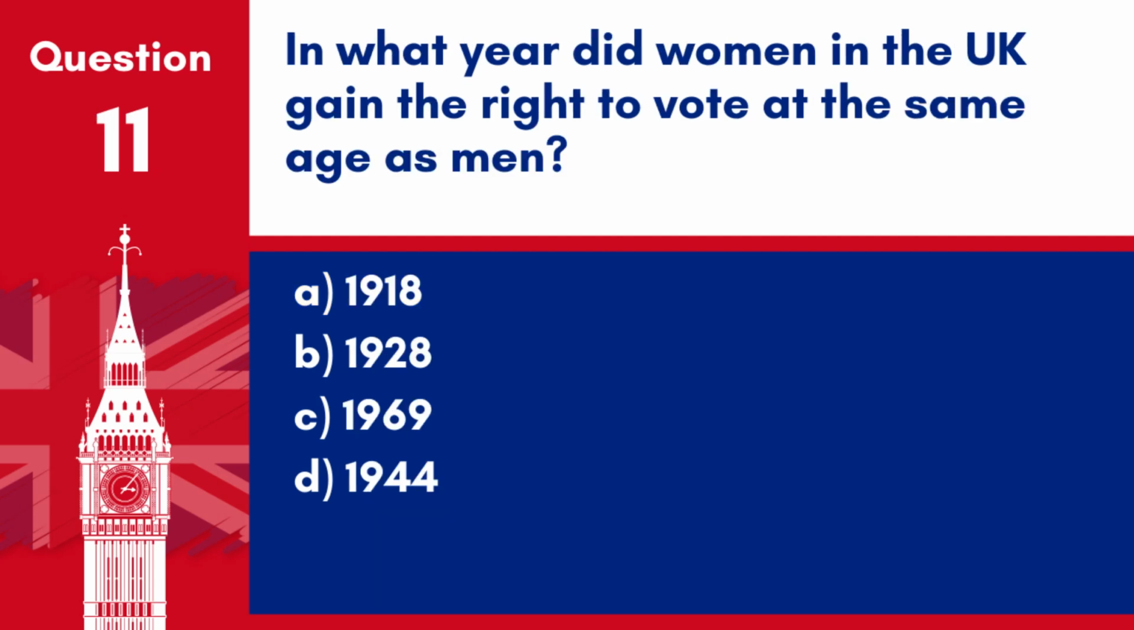Question 11. In what year did women in the UK gain the right to vote at the same age as men? A. 1918. B. 1928. C. 1969. D. 1944. Answer: B. 1928. In 1928, women in the UK gained the right to vote at the same age as men.